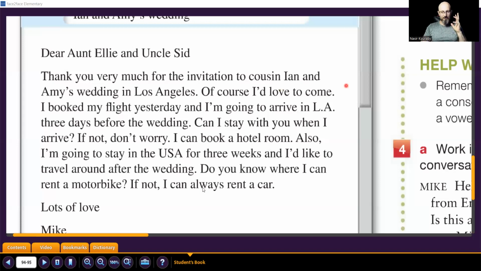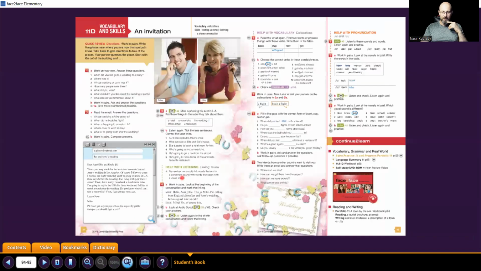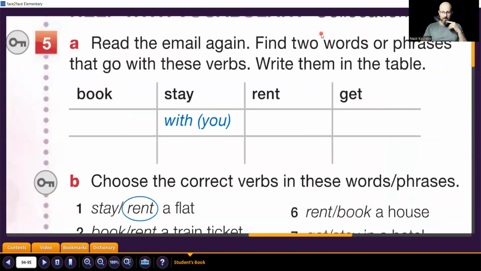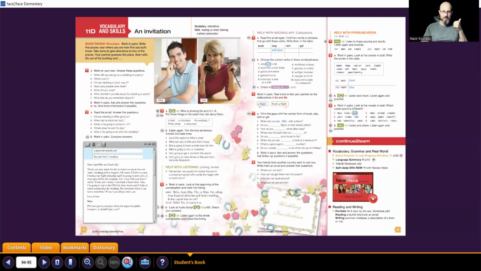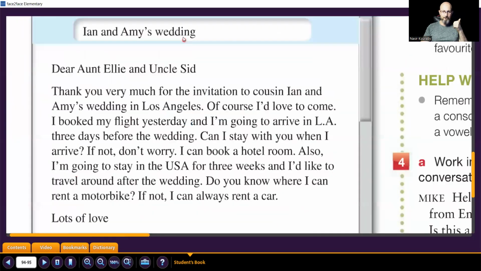Okay, guys, so now we'll check together. Okay, so here we have book. We said book flight. And what's the other word for book? Let's see. We said book flight and book what? Book a hotel. So book flight and book hotel.